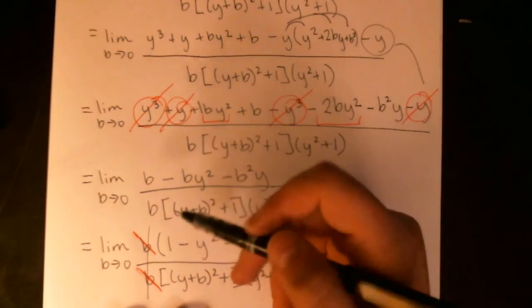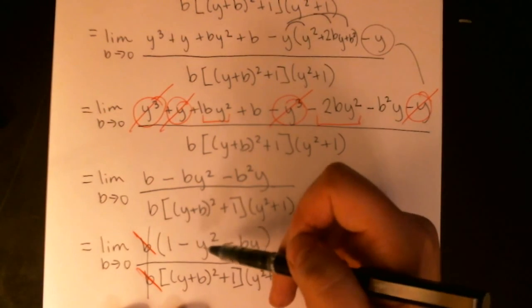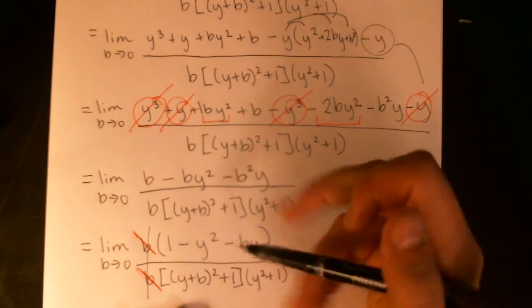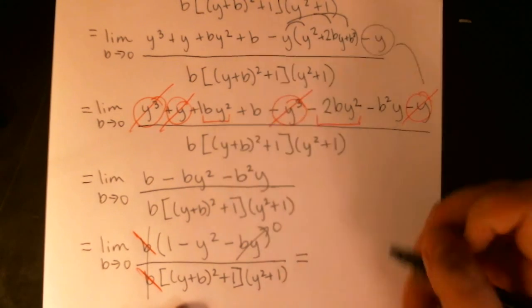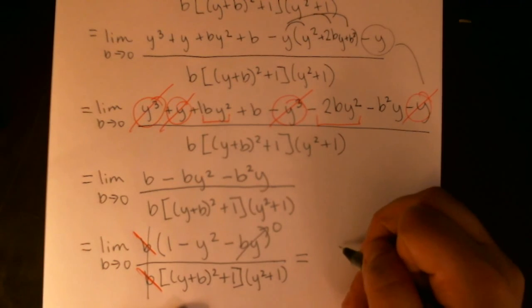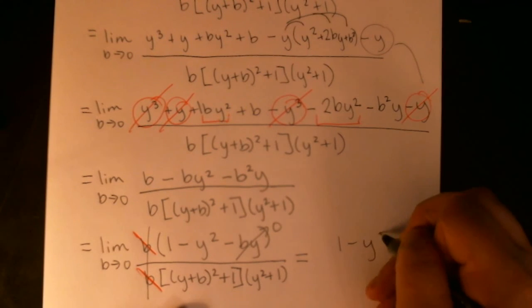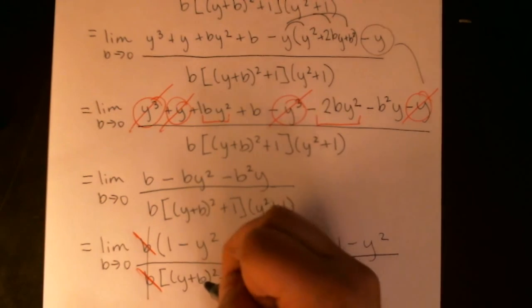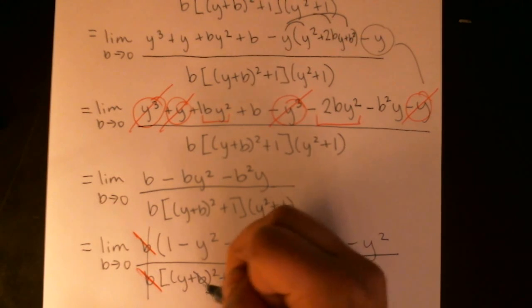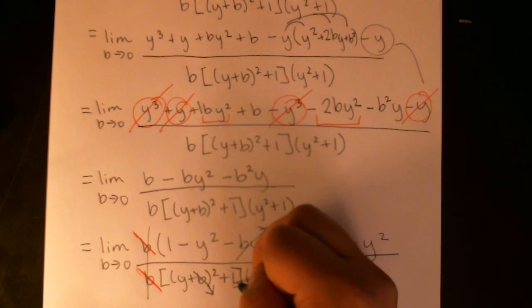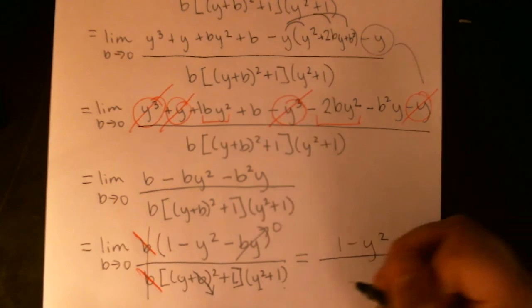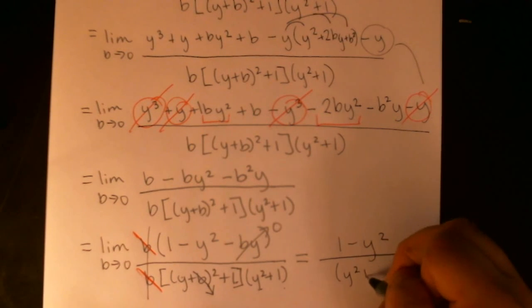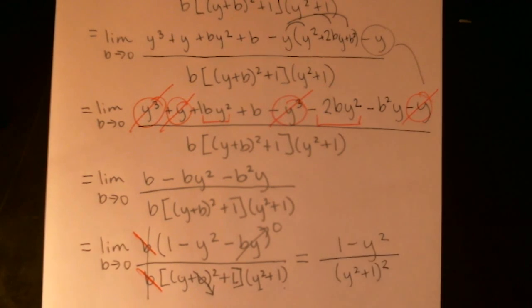So on the top, nothing happens to the 1, nothing happens to the y squared, but this b goes to 0, which is going to wipe out the entire term. So I get a 1 minus y squared on the top. And then on the bottom, this b goes to 0, which leaves me with just y squared plus 1 times y squared plus 1. So I'm just going to rewrite that in a little bit more compact form. That's the same as y squared plus 1 squared.